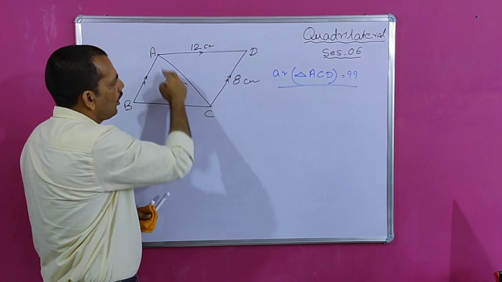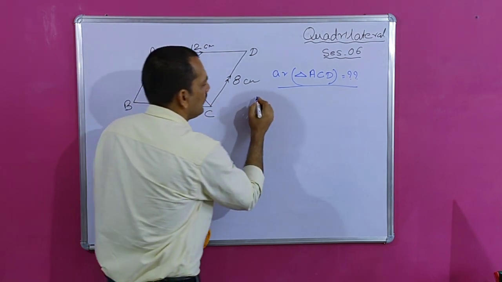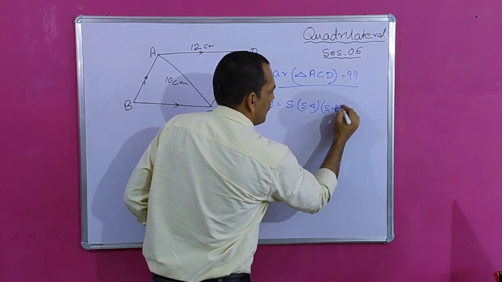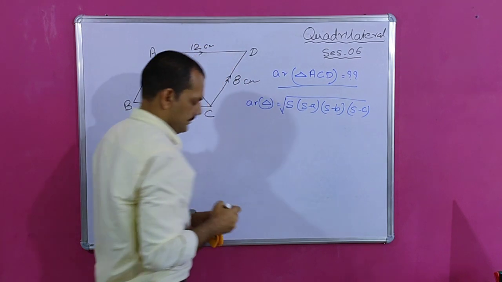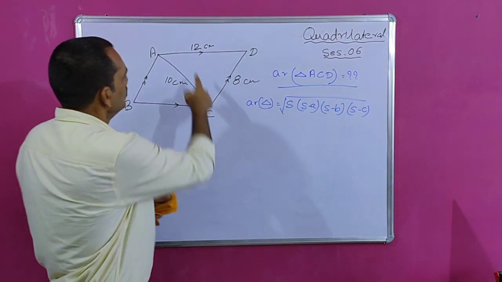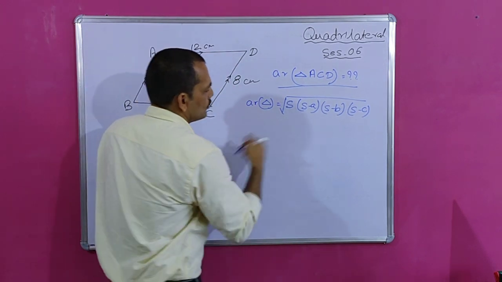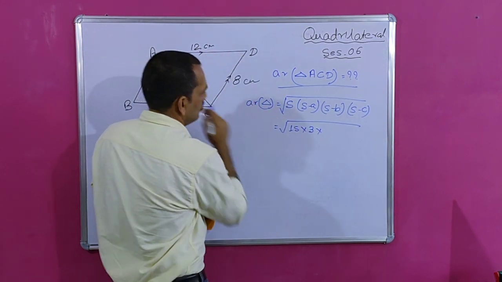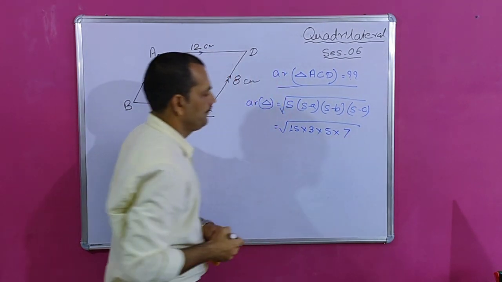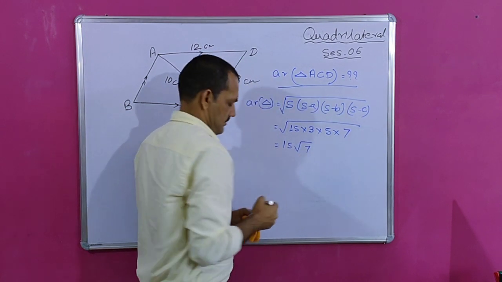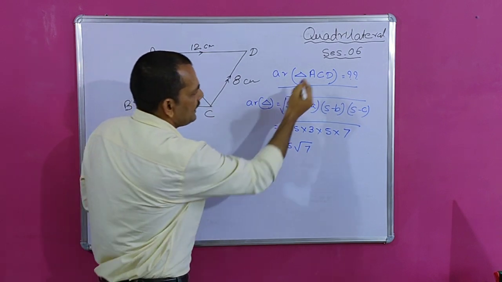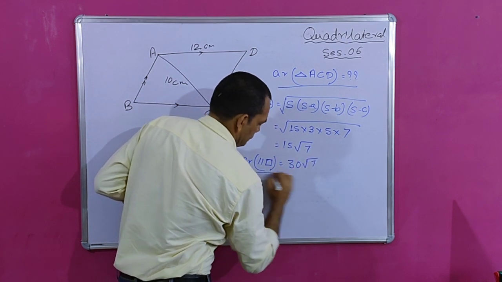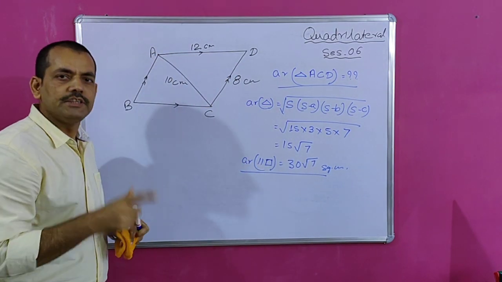The sides are 12, 8 and 10. All 3 sides are given. So using Heron's formula, area of triangle equals root under S into S minus A, S minus B, S minus C. What is S? Semi-perimeter. So 12 plus 10 plus 8 divided by 2 is 15. So this is 15 into 3 into 5 into 7, which is 15 root 7. That is the area of one triangle, just double it. So the area of the complete parallelogram is 30 root 7. This is the first way of solving the question.